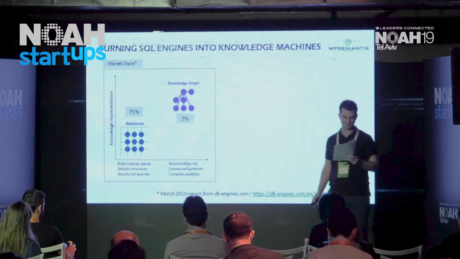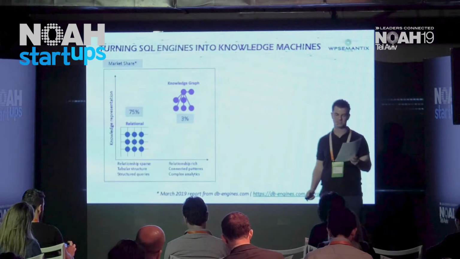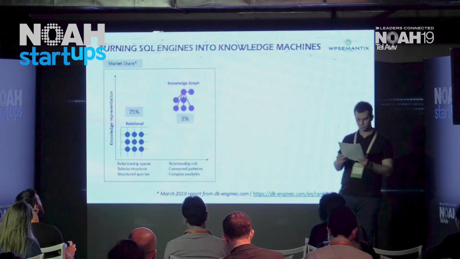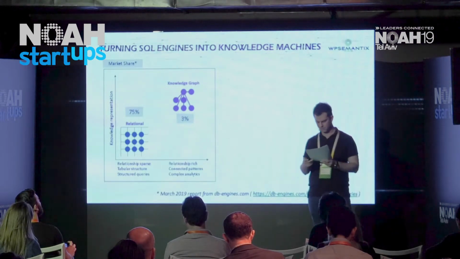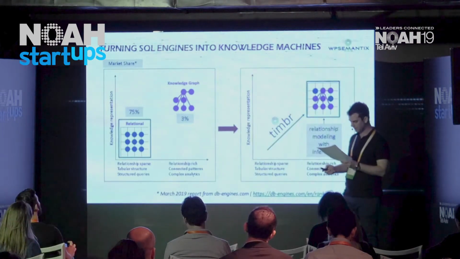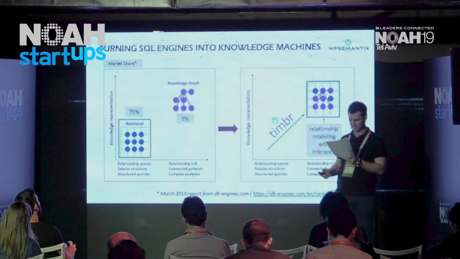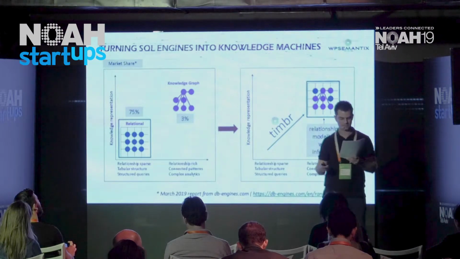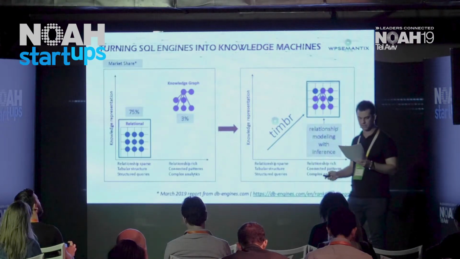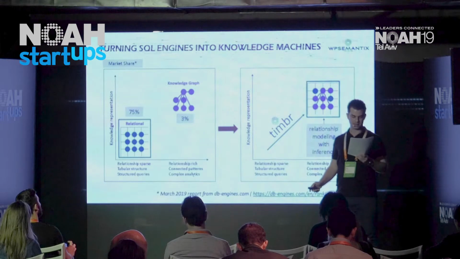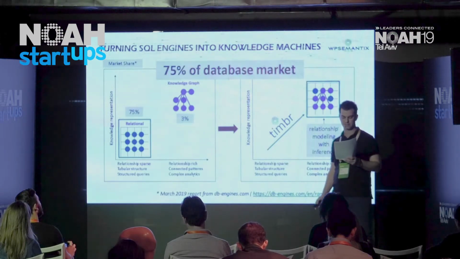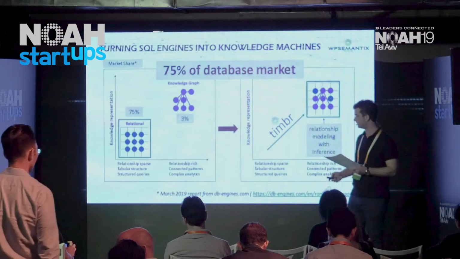It has taken graph databases more than 15 years to gain a minuscule 3% of the database market. But we're going to change that. With Timber and using the widely known SQL, any relational database can gain the advantages of knowledge graphs, such as relationship modeling and inference, without need of undergoing any transformation. And in this way, Timber can potentially transform 75% of the database market into knowledge machines.